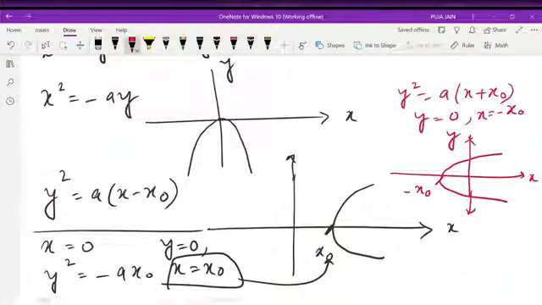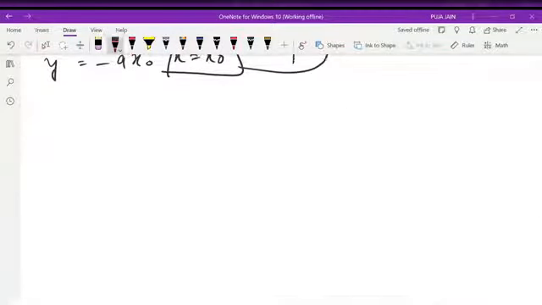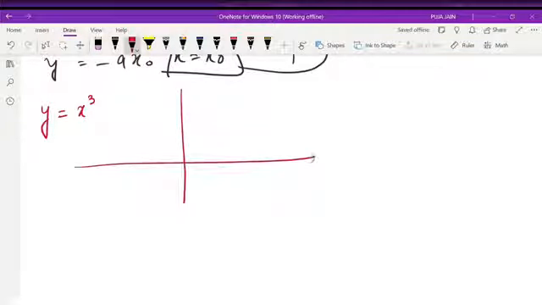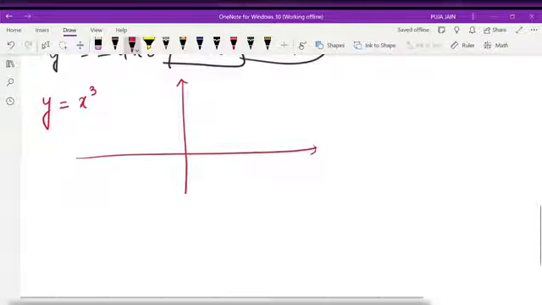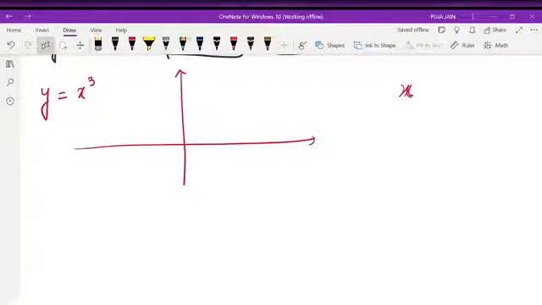Okay, clear? Okay. Now for y equals x cube, our graph will be like how? First let's go like when x is equals to 0. See, this nature you should learn, okay? But first we will know how to plot.